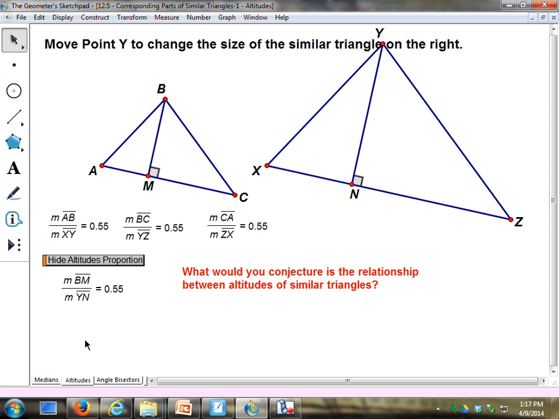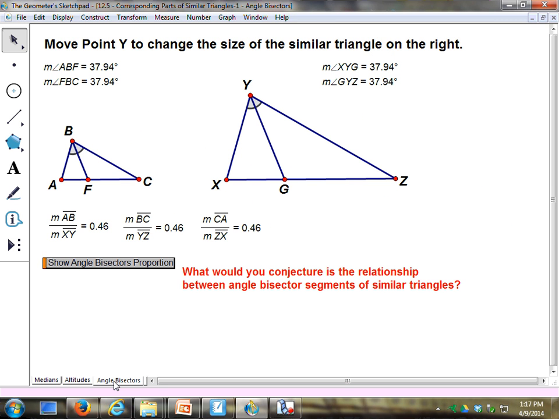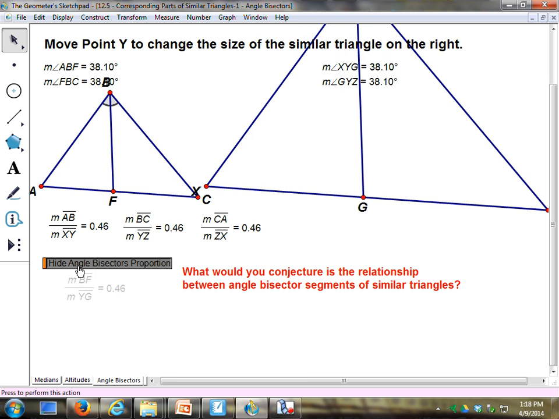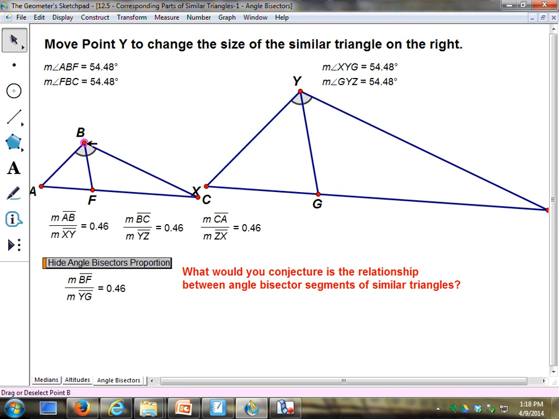Is that also true for angle bisectors? Yes, it is. So if you just manipulate it like this, if you look at the ratio of the sides, whoa, it's 0.46, 0.46, 0.46. Look at the ratio of the angle bisectors. It's in the same ratio. Therefore, the angle bisectors must be proportional too.